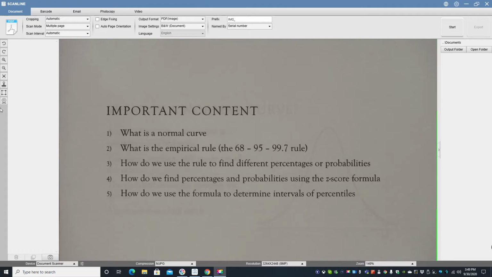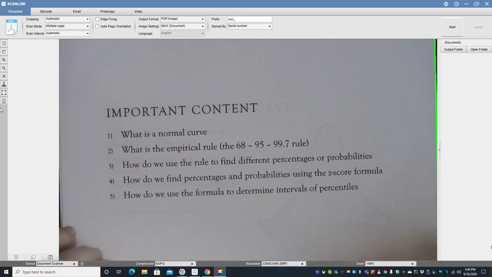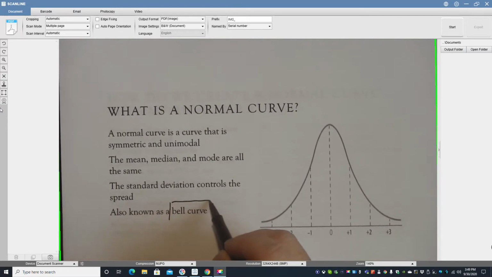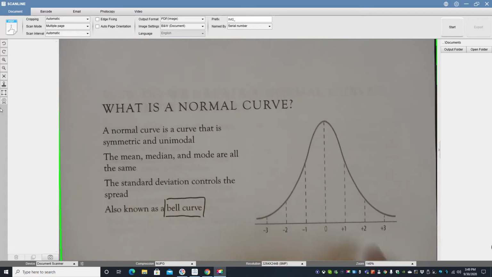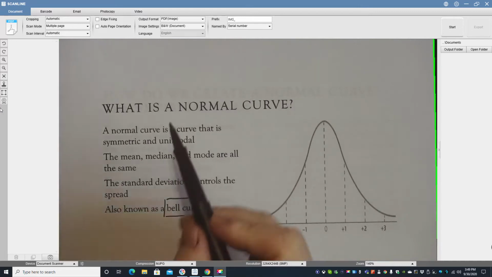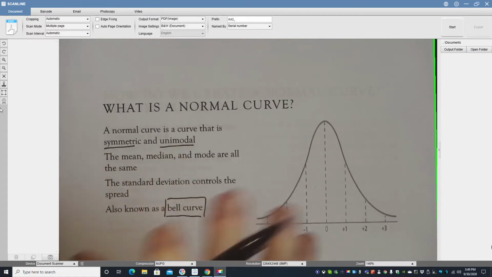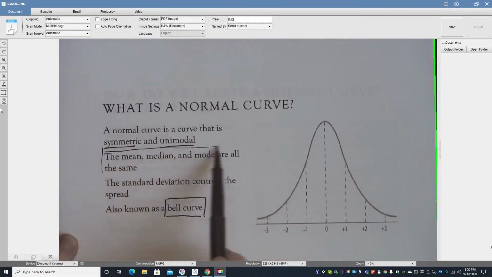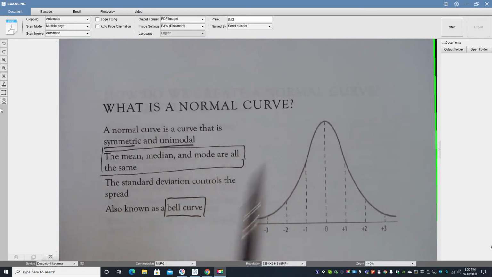And we're also going to talk about how to use StatCrunch to do this as well. So let's talk about what a normal curve is. And so, bam, that's what it looks like. A normal curve basically is known as a bell curve. A normal curve is a curve that is both symmetric and unimodal, which we talked about already. Really important: the mean, the median, and the mode are all the same, and the standard deviation controls the spread.